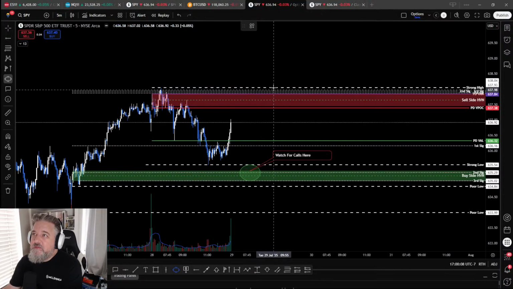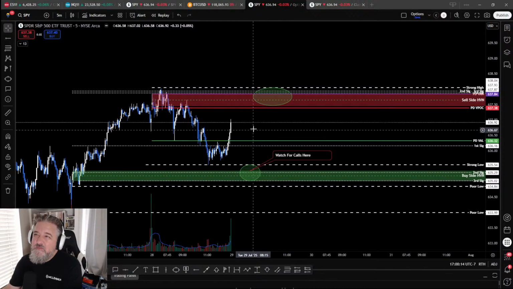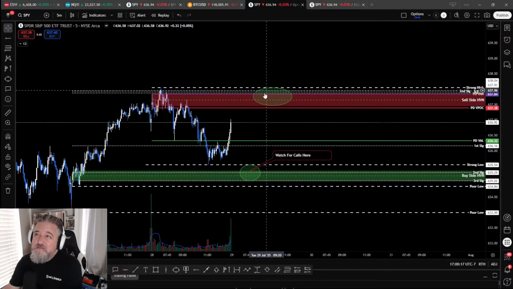Same thing up here at the top. I'm going to be watching this entire kind of range here. Frankly, I would rather get in up here towards the previous day value area high versus getting in here, but there's a chance that they don't give us this. But I would really be trying to wait for this higher area up here to grab puts.